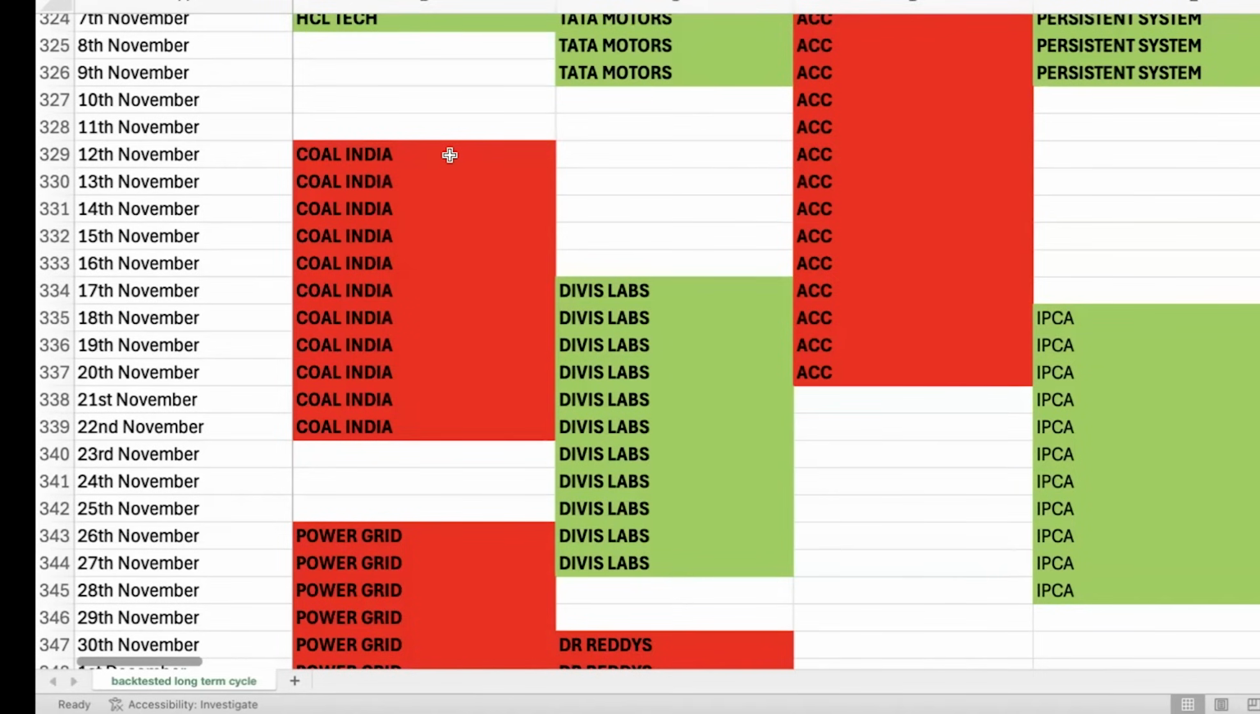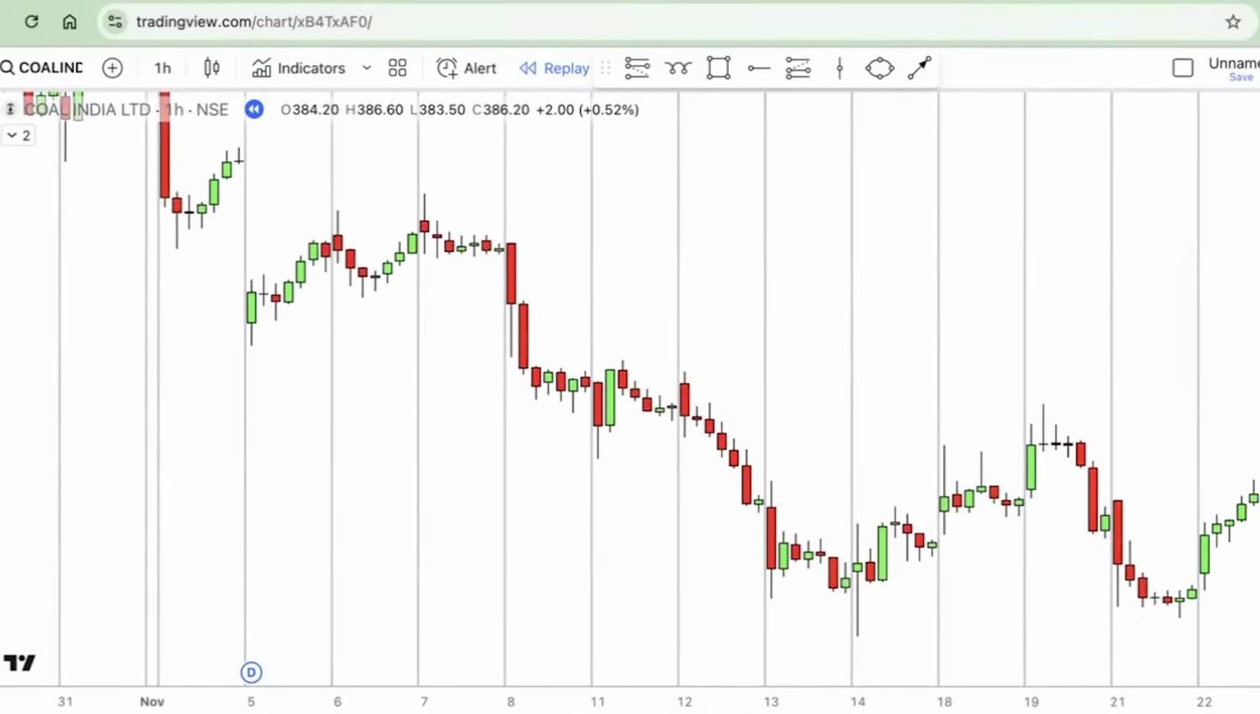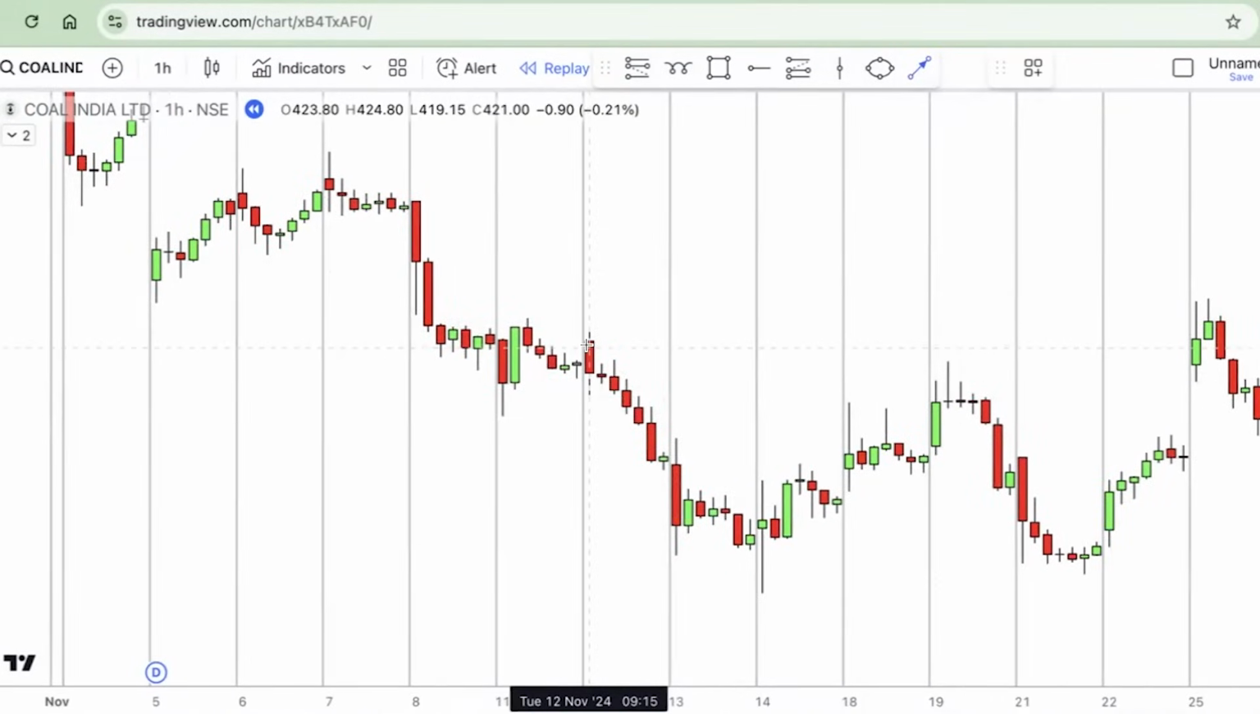So this is my backtested report, long-term annual cycle data. Here you can see that Coal India is showing that from 12th November to 22nd November historically, that means if you go to the last 10 years, 15 years and do backtesting, it says that from 12th to 22nd November, most of the time Coal India stock stayed bearish. Anyway, we can't recheck it on the last 10-15 years, so we'll check only last year, that is 2024. Okay, this is Coal India. So we have seen that historically from 12th November to 22nd November it stayed bearish.